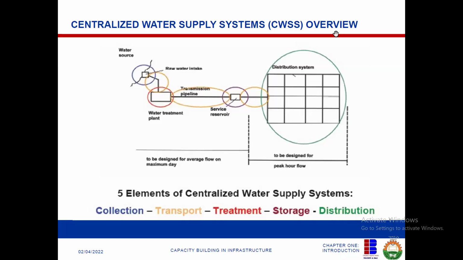Then this is a typical schematic diagram of a centralized water supply system with its key elements. The key elements are the collection system, the transport system, the storage system, and the distribution system. In the collection system, that is the water source, as you can see there. So basically, you start with the raw water intake.